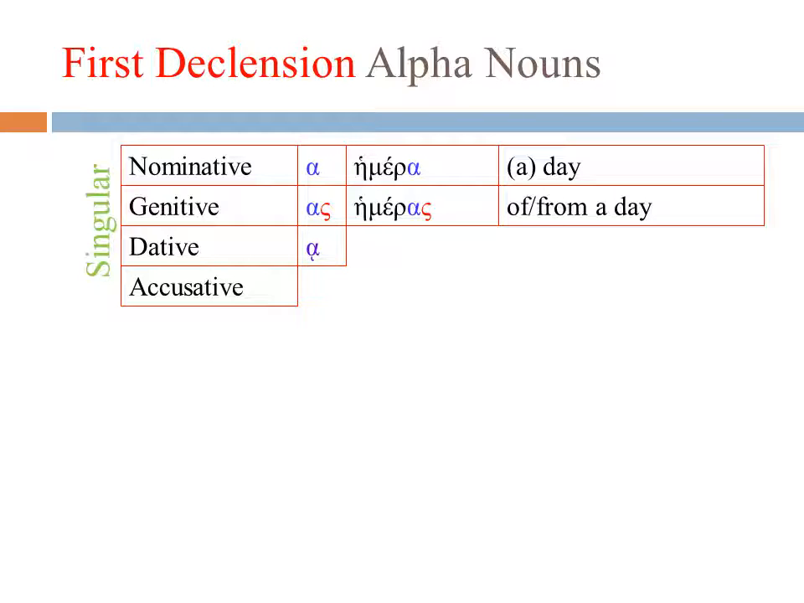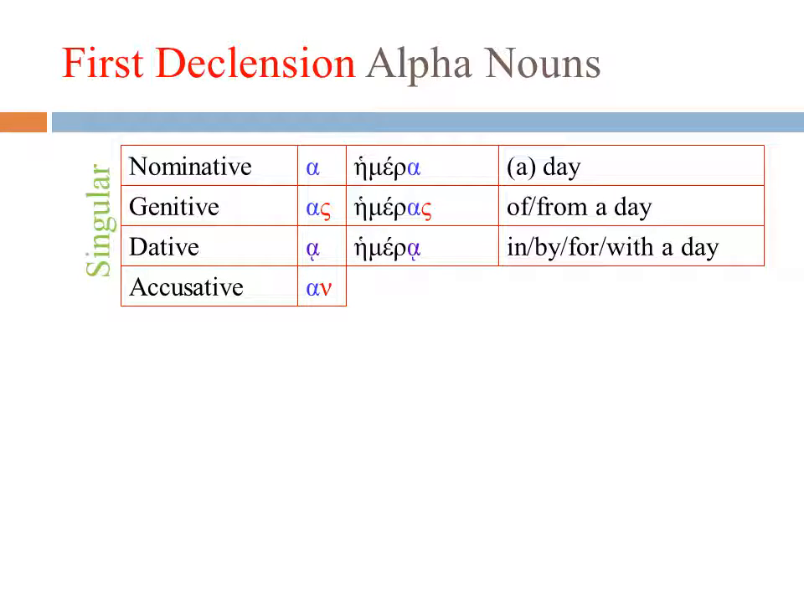Alpha iota is the dative. The iota is the iota subscript, and the iota is actually the sign of the dative. One of the gifts that you have is that any noun that ends with an iota subscript must be dative singular. Hemera, and you'll see that dative subscript there. And the prepositions are in, by, for, with, a day, or this is also the indirect object, which is what the dative also functions as. Accusative, the nu is the ending, so we have alpha nu. So we get hemeran, a day, which is the direct object of the verb.